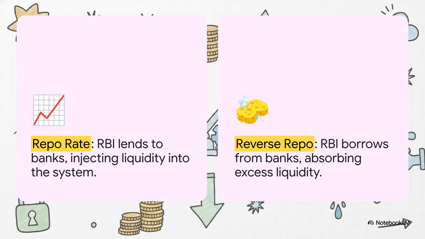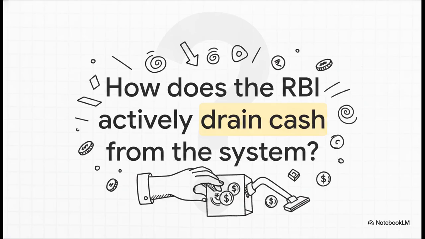Now check out the flip side of that fader, the reverse repo rate. This is actually when the RBI borrows from commercial banks for short periods. Basically, the RBI is literally paying banks to park their extra cash with them. Think about it. If there's way too much cash floating around the dance floor, the DJ uses this reverse repo rate to soak up all that excess liquidity so things don't get completely out of hand. Pretty smart, right? Okay, so tweaking the volume is one thing. But what if the DJ actively needs to reach in and physically pull cash off the dance floor? How do they actually do that?